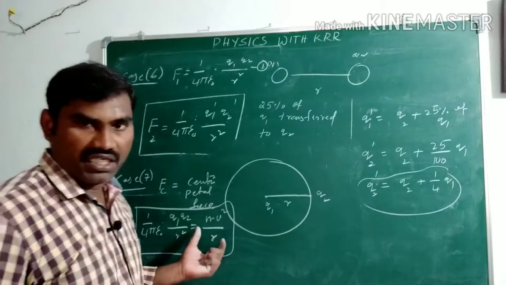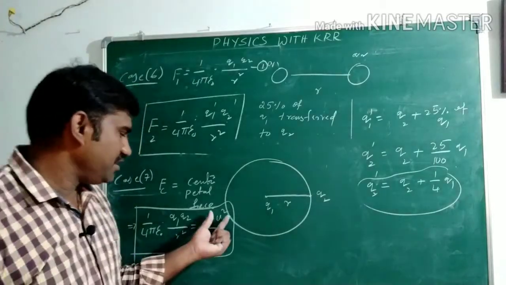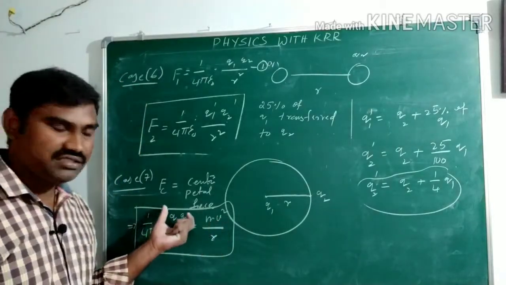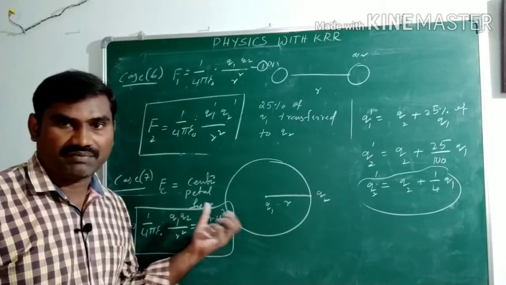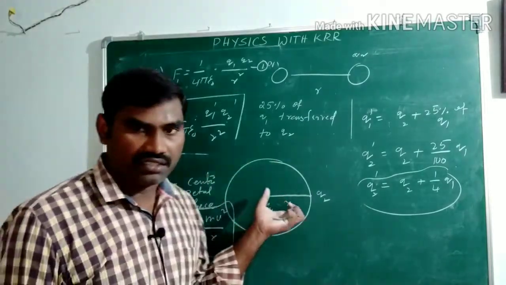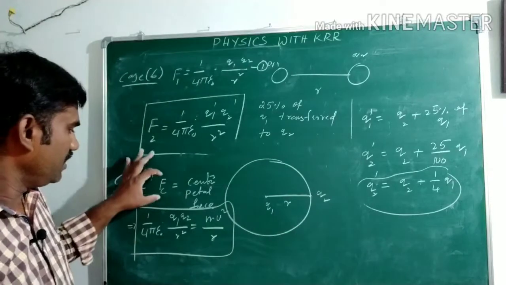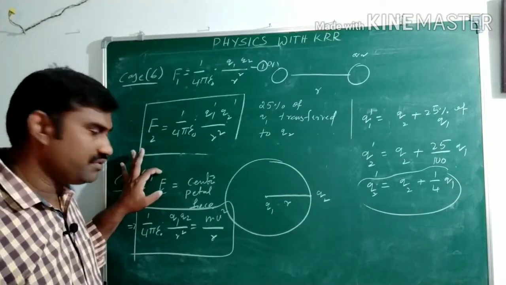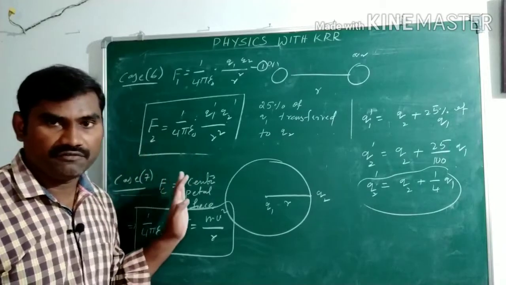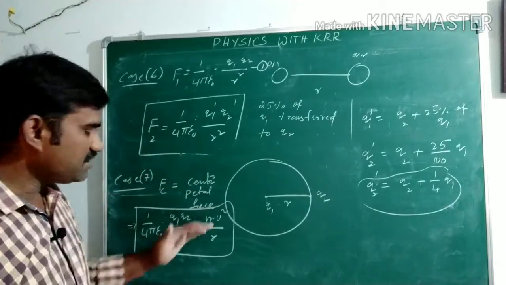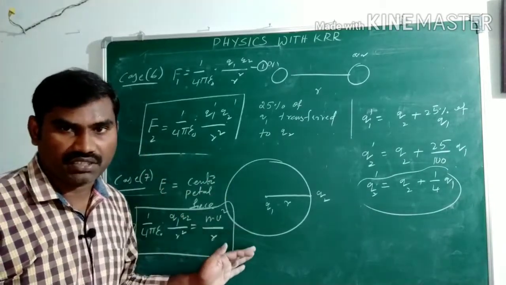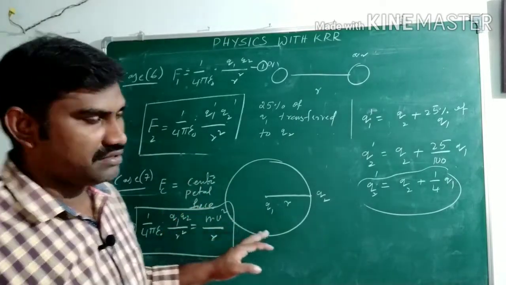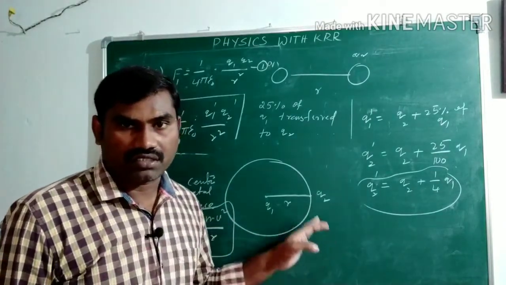So from this relation, sometimes they will ask for velocity, sometimes charges, or sometimes the separation or radius of the circular path. So the basic condition is that the Coulombic attractive or repulsive force is equal to the centripetal force. By using this we will practice the numericals. So this is the conceptual explanation of Coulomb's law.